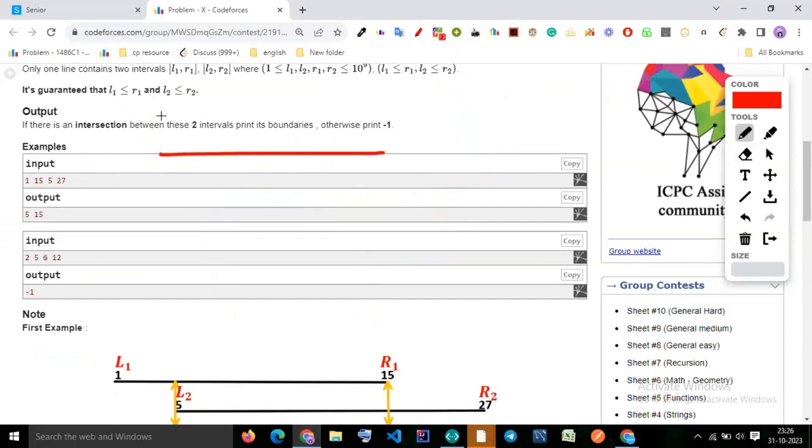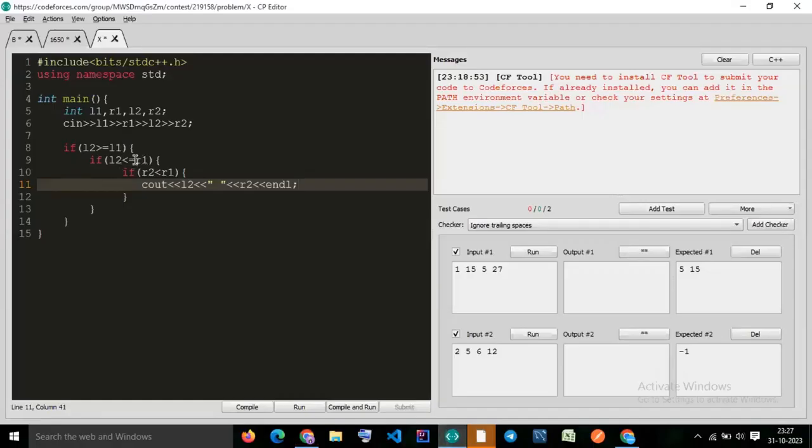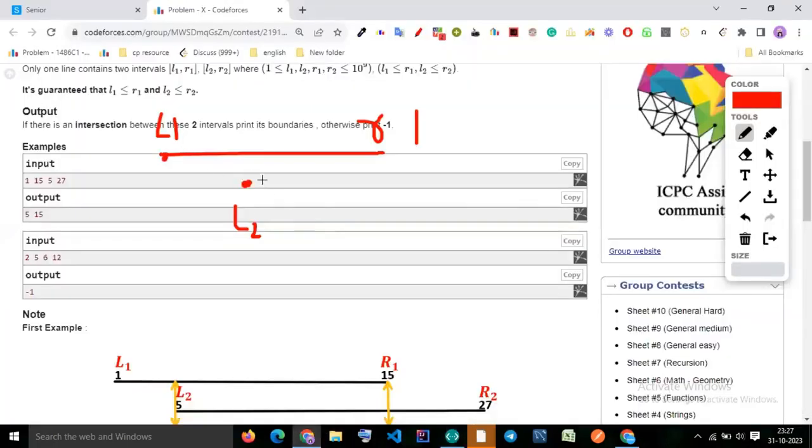Let's understand this. L1 is there, R1 is there, and the first test case is L2 is greater than or equal to L1. That means L2 is somewhere in between here. It's possible that L2 is here, here, here, because it is greater than or equal to L1, in between the line. Now if L2 is here, I'm asking whether L2 is less than or equal to R1 or not. If it is less than or equal to R1, it can be here, here, here. Yes or not? Because this is less than or equal to R1.